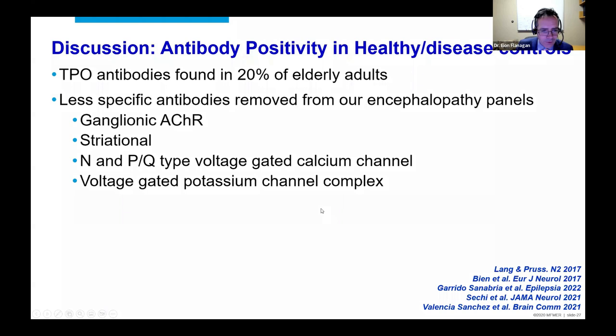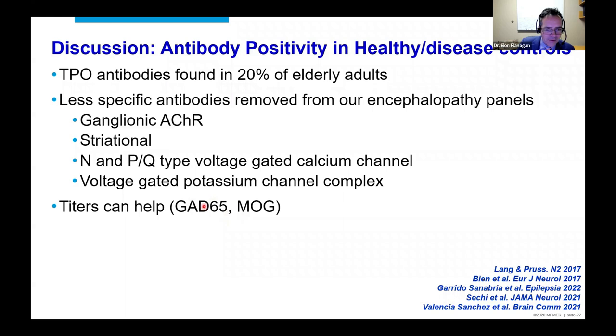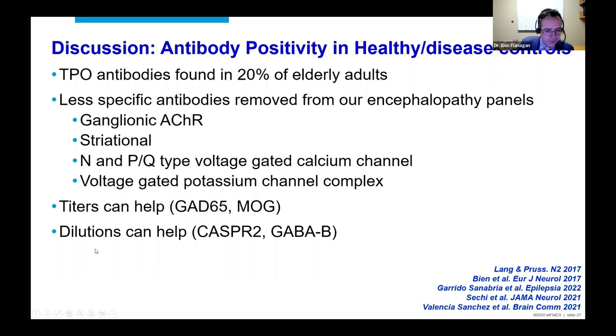So we've removed some of these from our tests. Sometimes the level of the antibody positivity, if it's very high positive, for example, with MOG antibodies or GAD65 antibodies, that can be more suggestive, while if it's a very borderline result, sometimes there can be other explanations for that positive result. And sometimes we can dilute. So sometimes when we get the sample in our lab, we can put in extra dilutions to try and get rid of that low positive binding, so we just detect the real cases of autoimmune encephalitis.